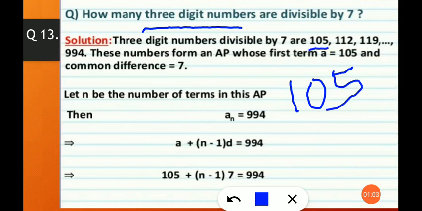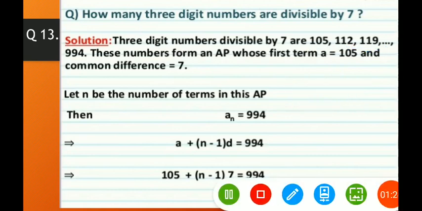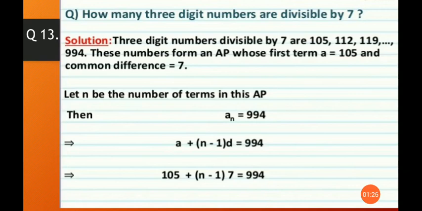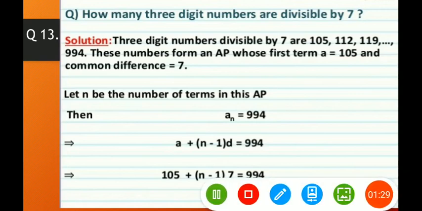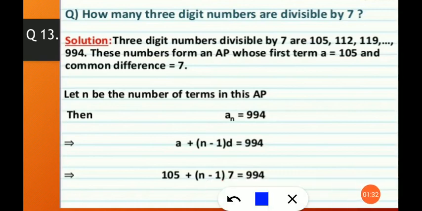Then what will be the next number? Very good. The next number is 112. Then 119 and so on. So from here we can say that the first term of this sequence is 105. So we will take a is equal to 105 and common difference we know is equal to 7.